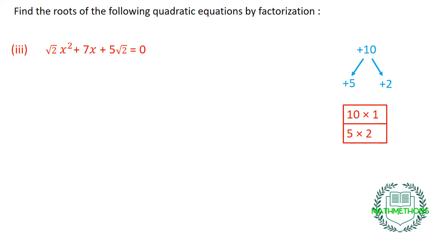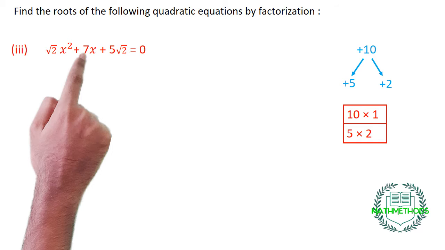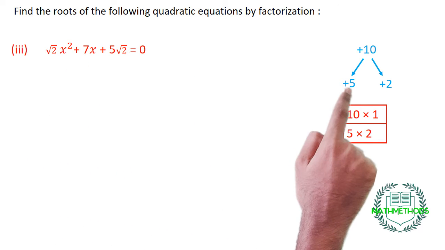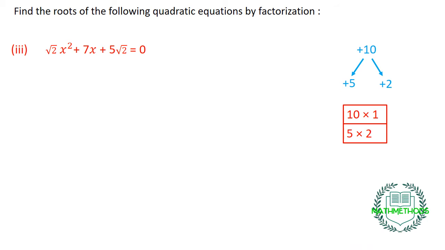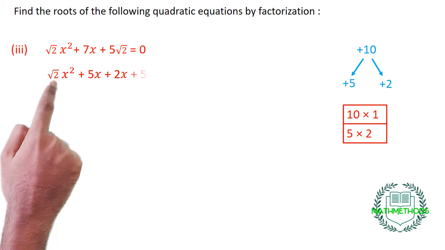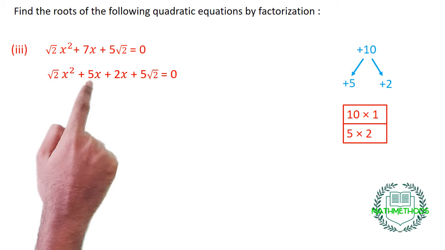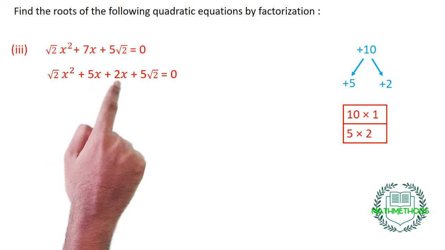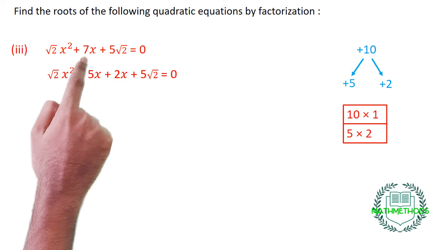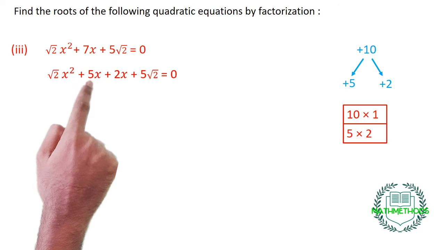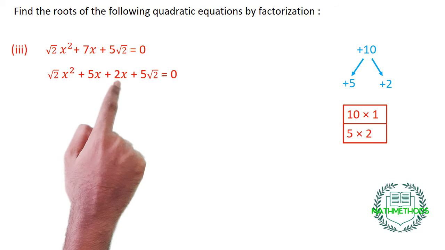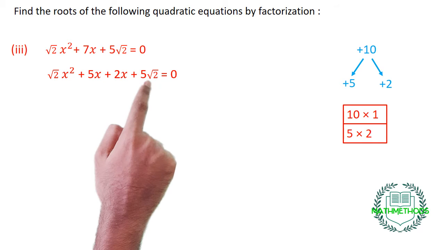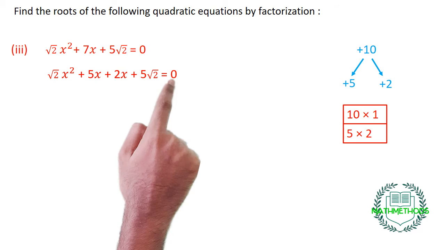Now rewrite the middle term as plus 5x plus 2x. In place of plus 7x here, write plus 5x plus 2x. And what you get is root 2 x squared plus 5x plus 2x plus 5 root 2 equals 0, where in place of plus 7x we have now written plus 5x plus 2x.